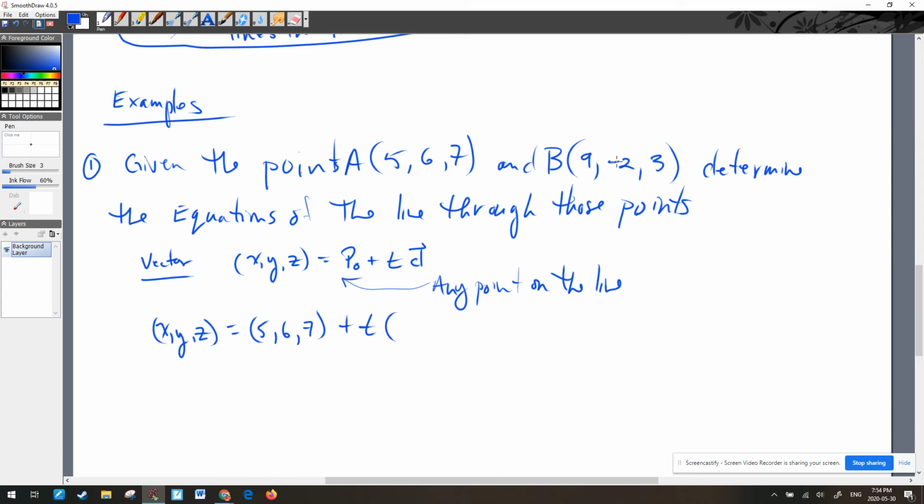Now, I can't just use this. That's not a direction vector. That is a point. So what I need to do is find a direction vector, and the direction vector is going to be the vector that goes from one point to the other. So it could be AB, that would be perfectly valid, or alternatively, we could say d is equal to BA. Either one of those is perfectly fine. If I wanted AB, to go from 5 to 9, I add 4. To go from 6 to -2, I go down 8. And to go from 7 to 3, I go down 4. So there's my direction vector.